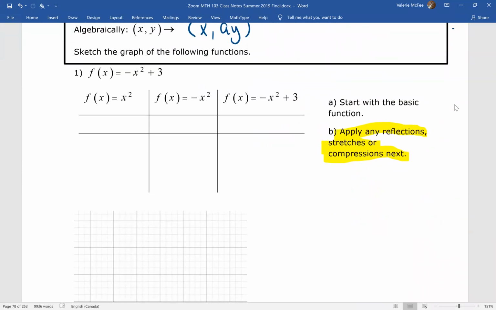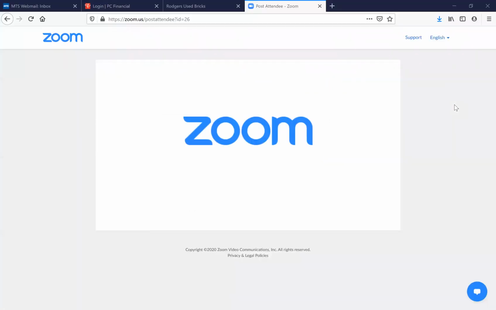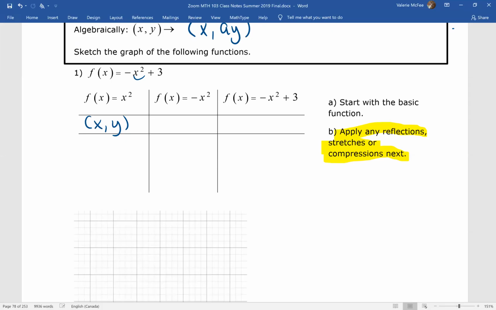So let's look at this example. We see that our basic function is x squared, and that gives us those key points that you've memorized. If you haven't memorized the basic function points from our introduction to those graphs, make sure you do so. It will make graphing these functions much easier.